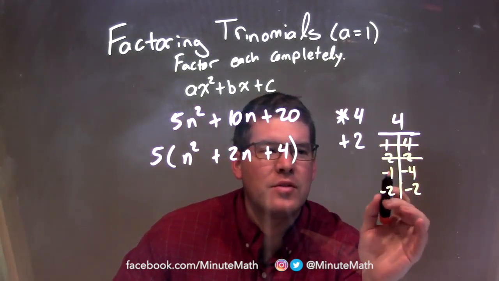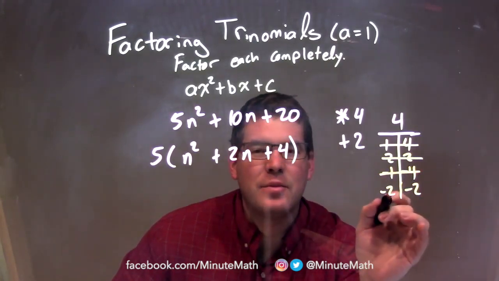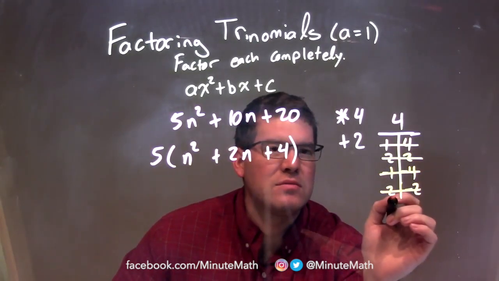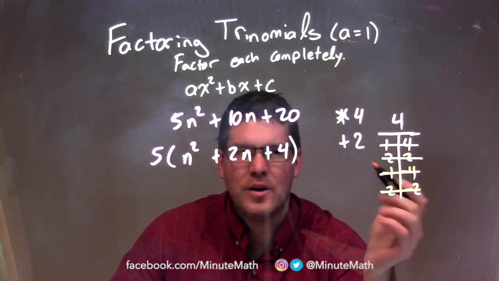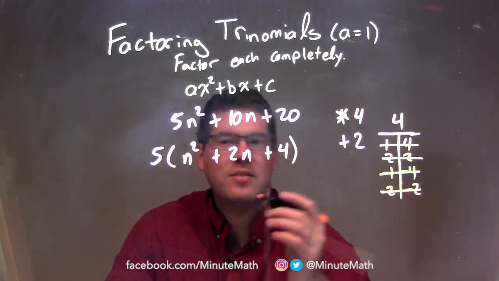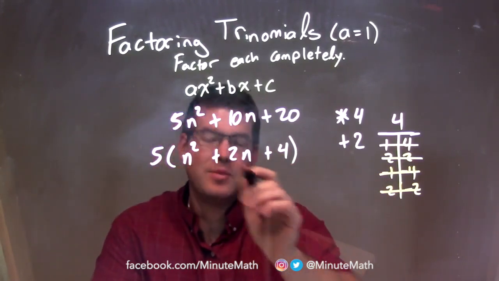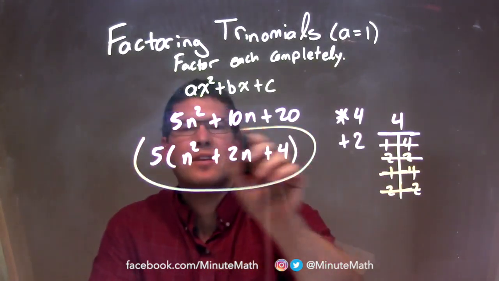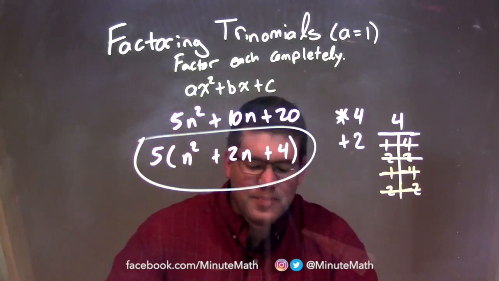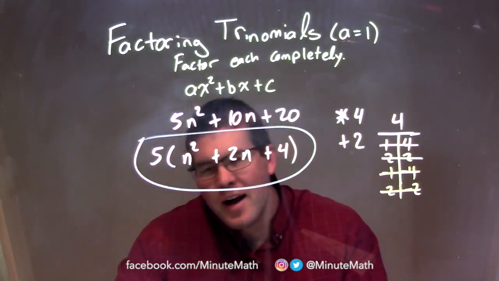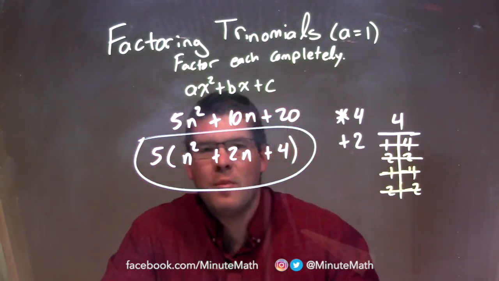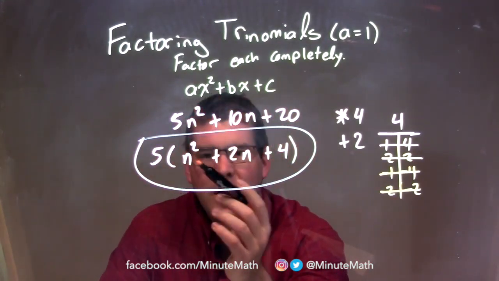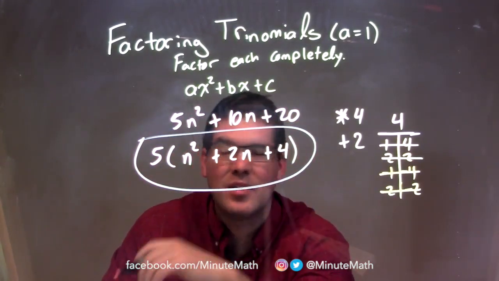Negative 1 plus negative 4 is negative 5, nope. Negative 2 plus negative 2 is negative 4. So we have no options, right? All the combinations that multiply to be 4, none of them add to be 2. And so that's it. We have factored this out completely as it is. We kind of don't say it's factorable or not, because we pulled out a 5 from it, but really we're left with just 5 times n squared plus 2n plus 4 as our final answer.